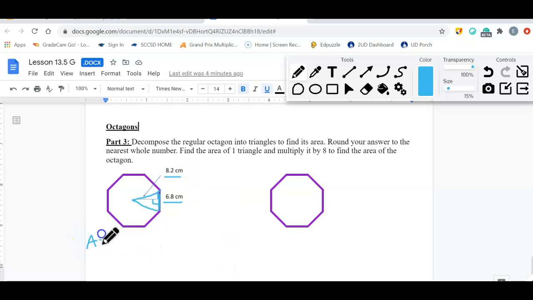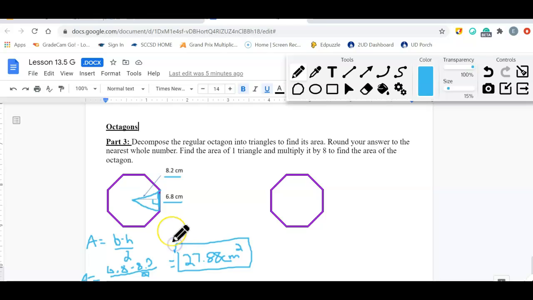So the area of the triangle equals base times height divided by 2. So area equals 6 8/10 times 8 2/10 divided by 2. We can go ahead and plug that in. We should have 6.8 times 8 2/10 equals 55 76/100. Divide by 2, we get 27 88/100 centimeters squared. That is the area of one triangle.